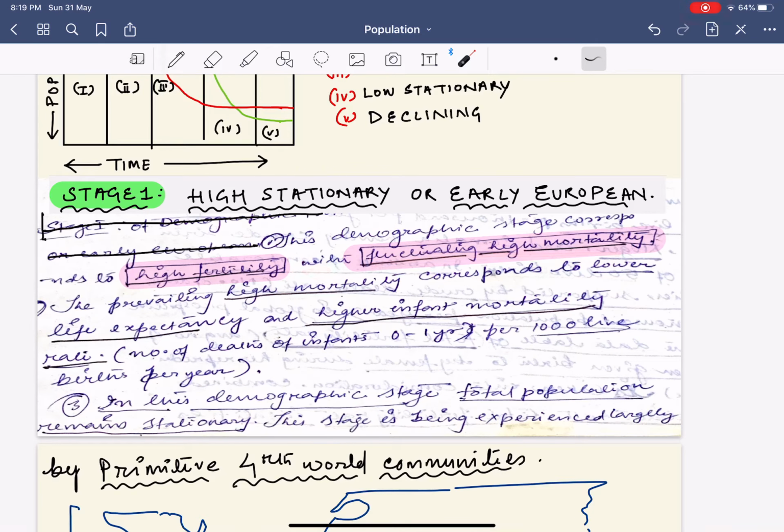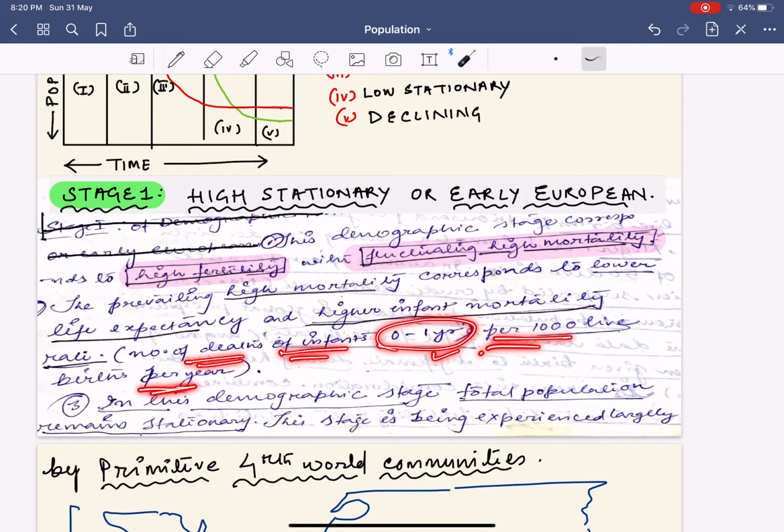Now, why is there fluctuating high mortality? The reason being, the prevailing high mortality corresponds to lower life expectancy. Yes, the life expectancy of the people during this phase was quite low because of the prevailing epidemic diseases, etc. And there is a high infant mortality rate. What is this infant mortality rate? It's nothing but the number of deaths of infants between the age of 0 to 1 year per 1000 live births.